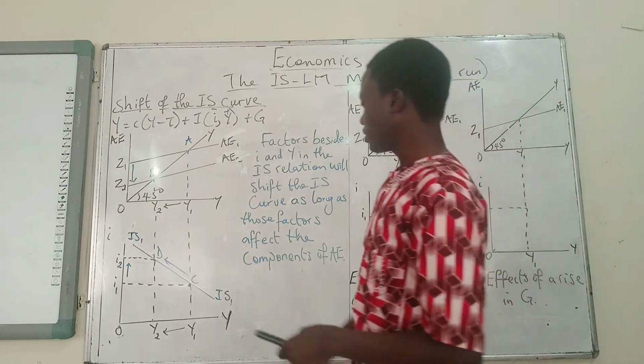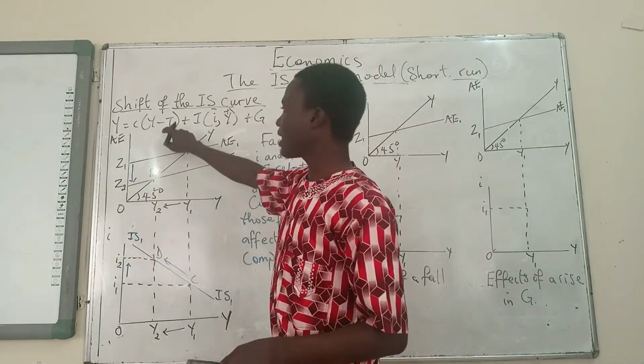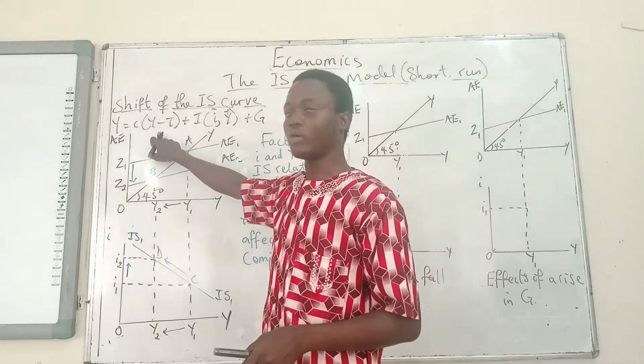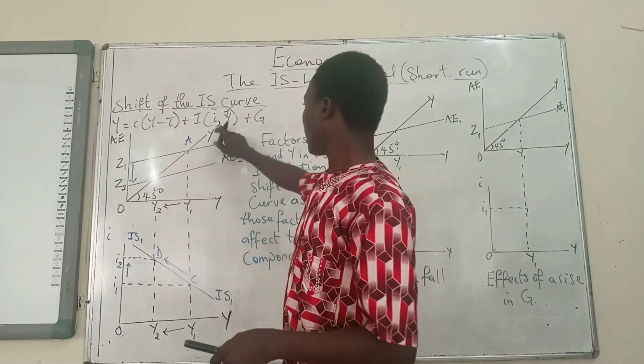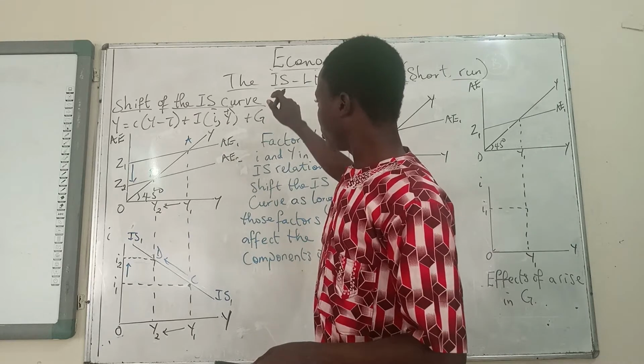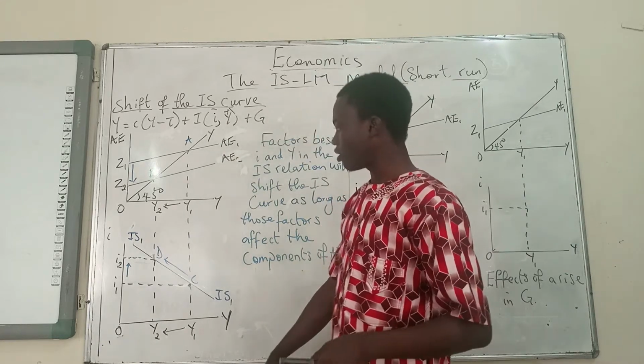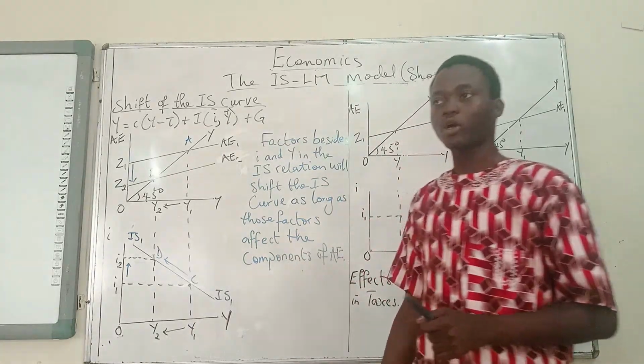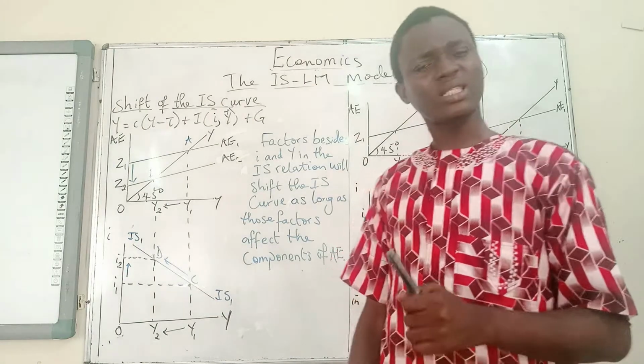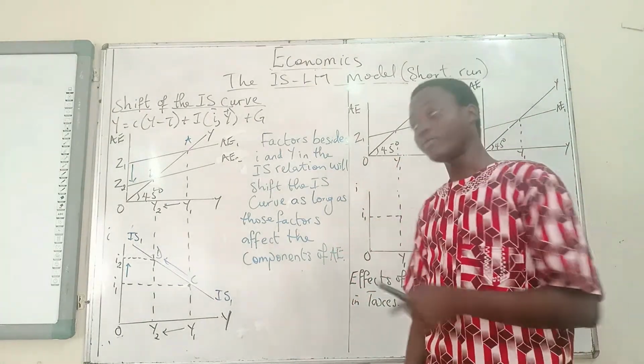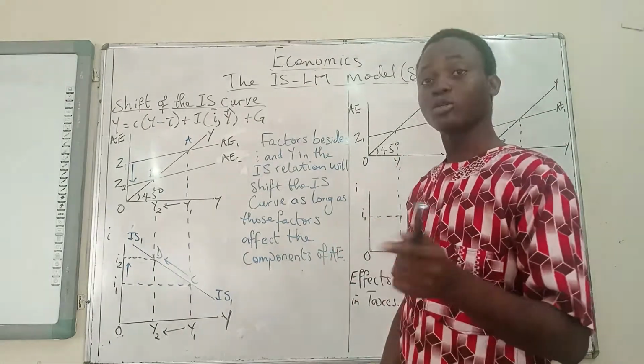So what are the other factors? Tax is going to shift the curve. This is i, this is Y, nothing happens there. Then G will shift the curve, because G is not on the axes. And something like consumer confidence will also shift this curve, because consumer confidence will affect consumption.